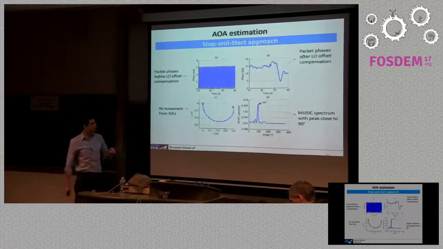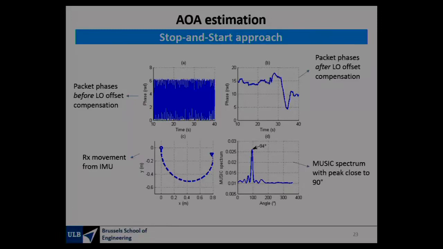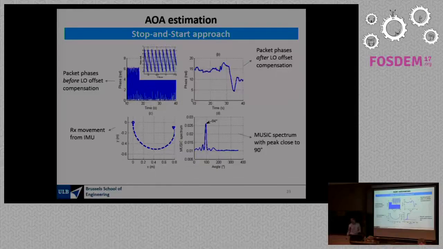So let's go back a bit to the radio signal. What do we have here? This is the phase of each received packet over the whole duration of the experiment. We're standing still for 30 seconds, and then we're moving around here somewhere. If I zoom in on that, you can clearly see the effect of frequency offset. Every packet has a certain phase shift compared to the previous one. You use a standstill period to estimate this frequency offset, and then you cancel it out, and then you get this figure here. This is the phase of every received packet.